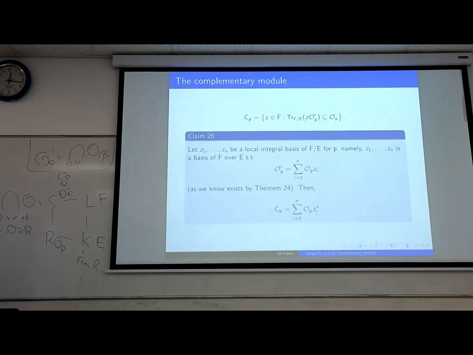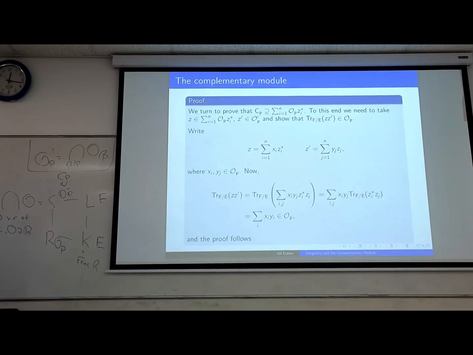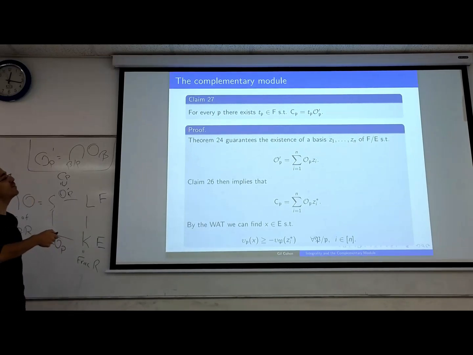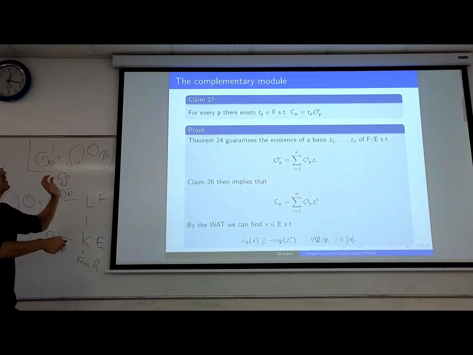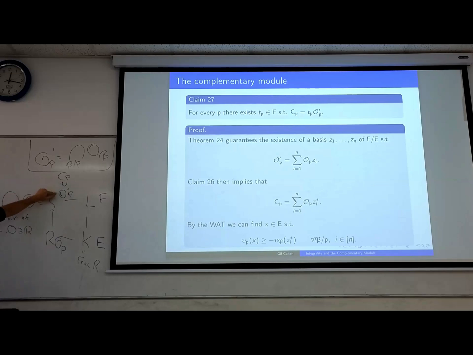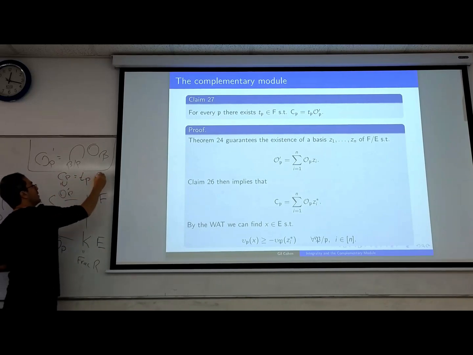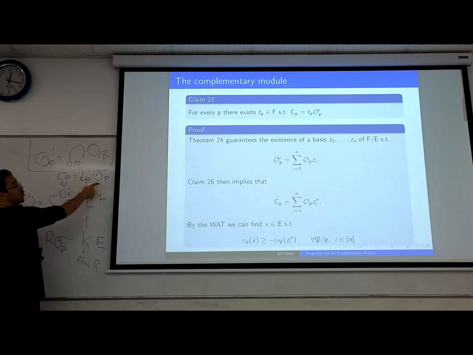So what we just showed, and we're going to use it now, is that if a local integral basis allows you to write down nicely the complementary module. And what I really want to show you is this. It's a claim, but maybe it should be a theorem. For every small p, the complementary module and the integral closure of OP are very much related. For every little p, you can write the complementary module, which I told you is kind of bigger than O prime p, as some element, not uniquely, but some element, times O prime p. That element is usually not going to be in O prime p.